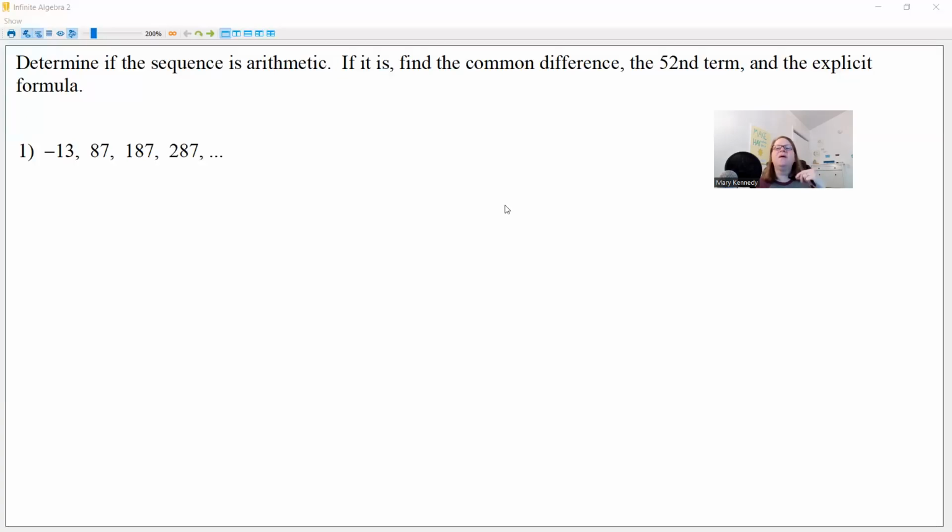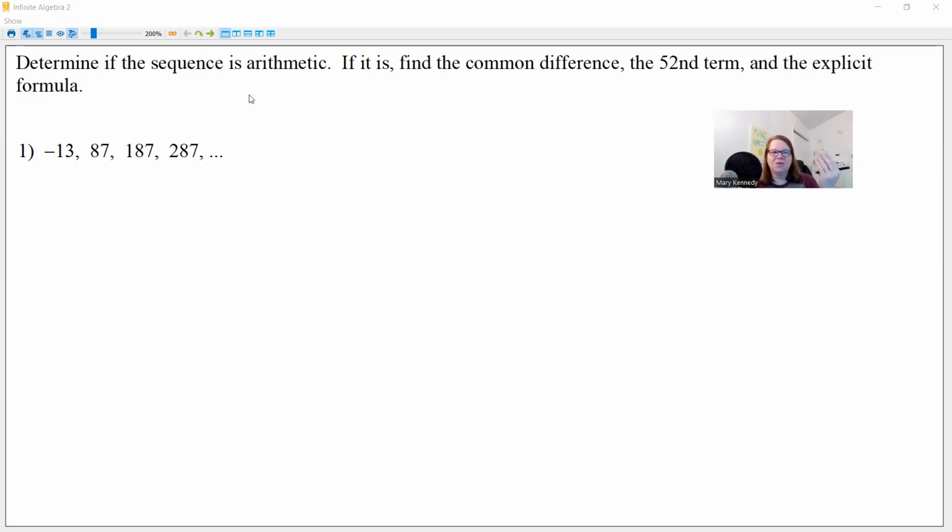So here we go with a question about arithmetic sequences. And it looks like it says arithmetic, but it's arithmetic when it's talking about sequences. And we're deciding, is it even a sequence? Like, is this an arithmetic sequence? If it is, what's the common difference?